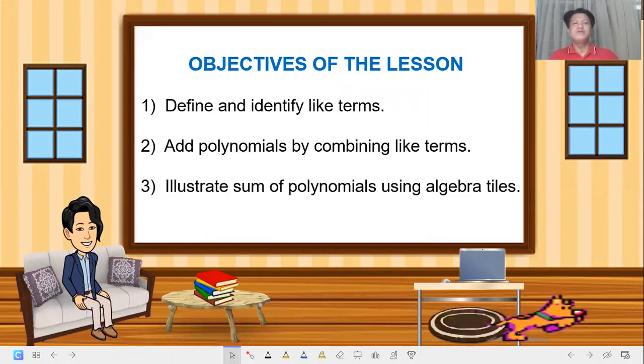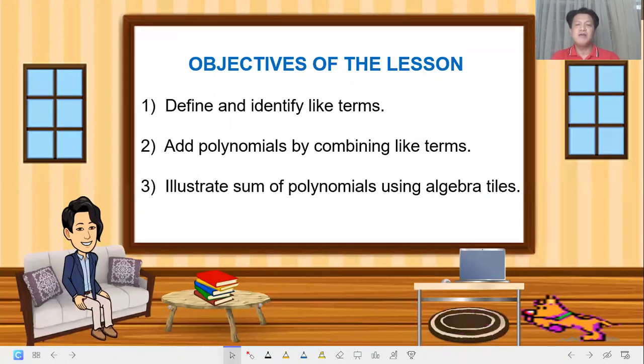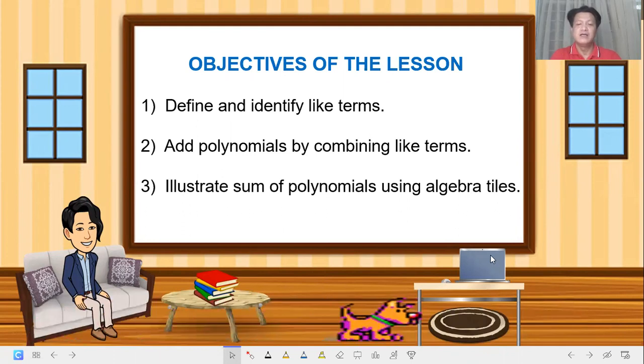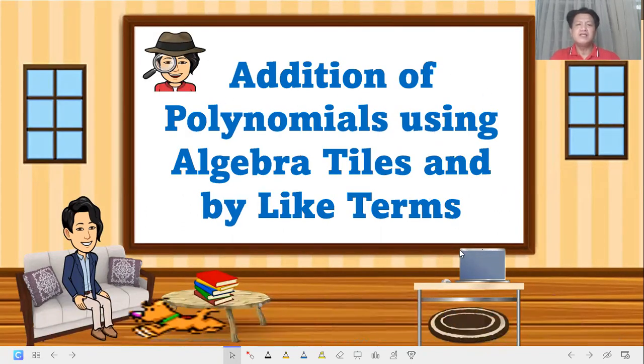So with that, our objectives of the lesson. First, define and identify like terms. Second, add polynomials by combining like terms. Third, illustrate sum of polynomials using algebra tiles. Ito po yung kailangan natin matutunan or ma-master this week. Okay, so with that, addition of polynomials using the algebra tiles and by like terms or combining like terms.